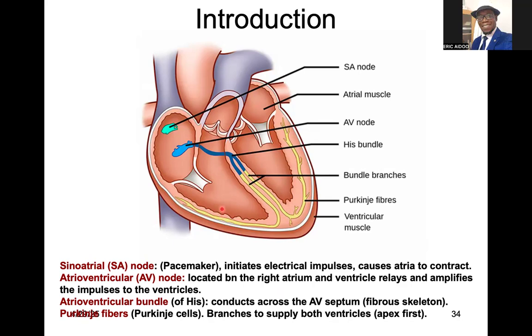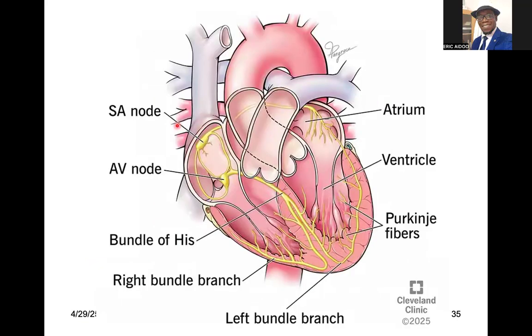So to add, the SA node is situated at the point where the superior vena cava enters the right atrium. Now, if you have watched the video on embryology, you realize that the vena cava are also portions that actually come from the sinus venosus, and they get incorporated into the atrium. So you can refer to that video.